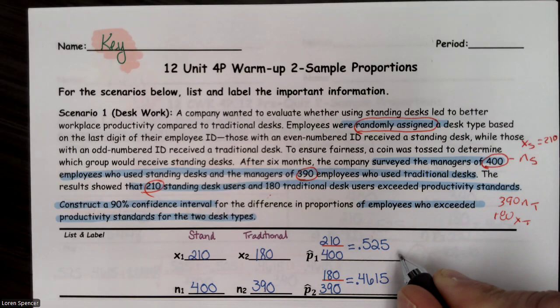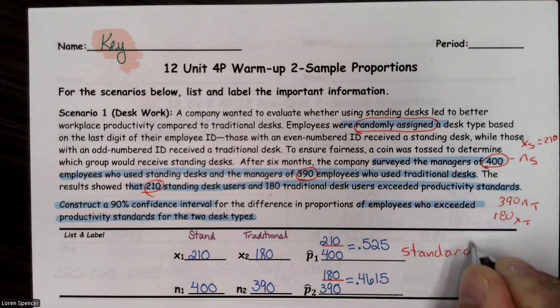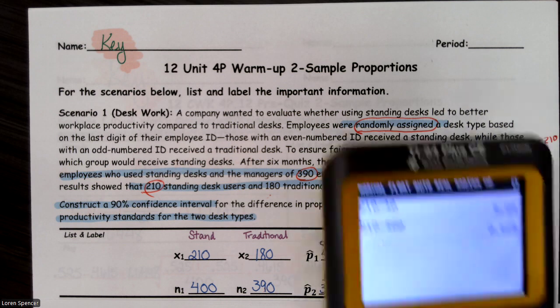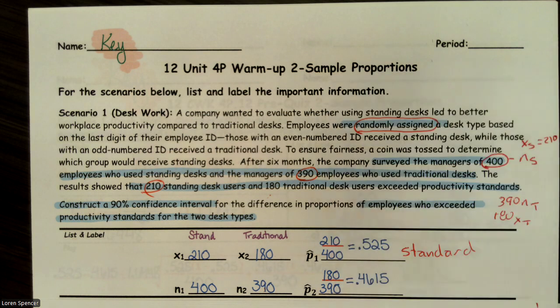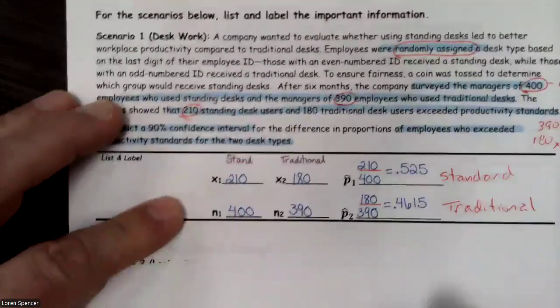All right, and I'm going to go ahead and label this again. This is standing. Then on the traditional, we had 180 divided by 390, and that's 0.4615, and that is for traditional. Okay, moving right along to our next scenario.